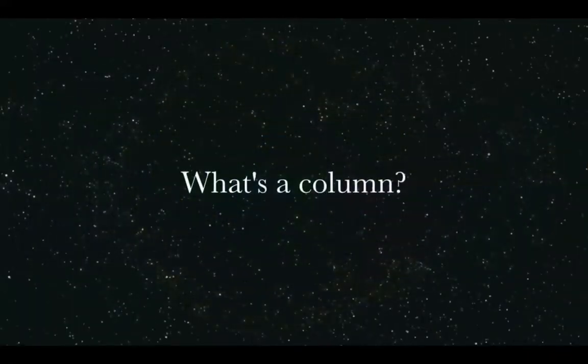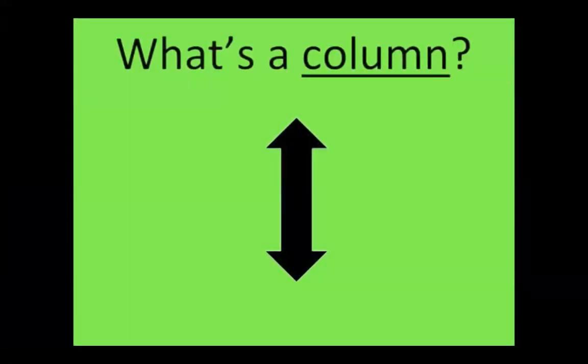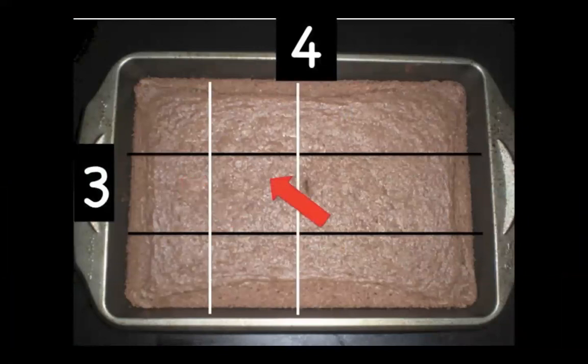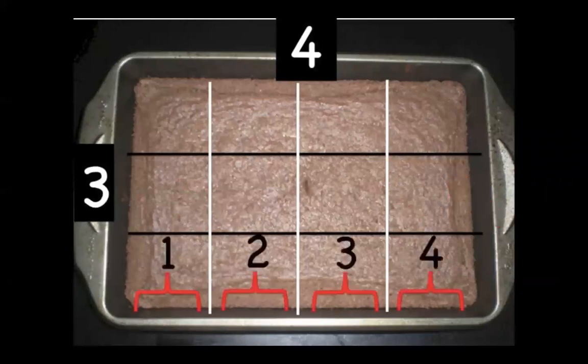What's a column? Columns are parts of a shape that go up and down. Let's divide our brownie into columns. I'm going to put columns on top of the rows that I've already cut into my brownie. I will divide my columns with the color white. We've got 1 column, 2 columns, 3 columns, and 4 columns. Remember, this is the part where it can get a little tricky. We made only 3 cuts with the white line, but we have 1, 2, 3, 4 columns.